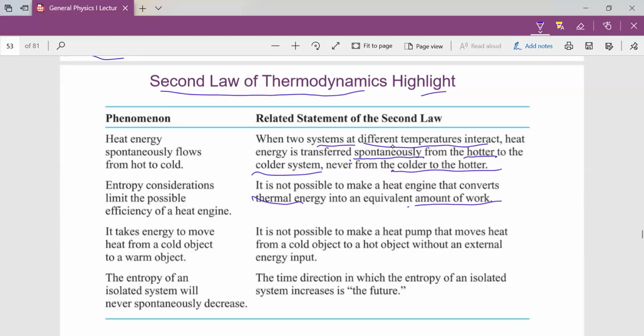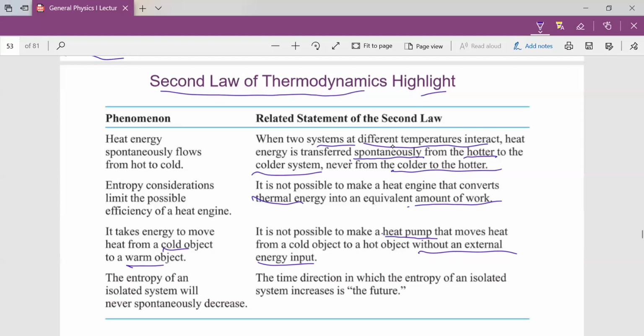The same applies to the next phenomenon, which is that it takes energy to move heat from a cold to a warm object, as we have seen earlier, because we require external electrical energy to do that, as in the heat pump. To move heat from the cold to the hot, you must use an external energy input. So you see us write the equation or formula for the work input that will yield that exchange.